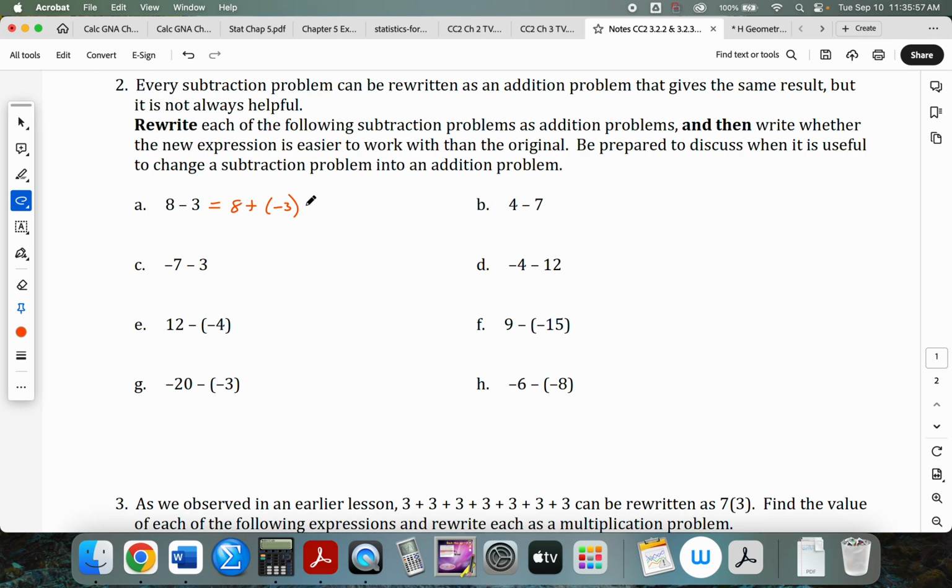In either case, what do we get? 5. So, do you think it's easier just to do 8 minus 3 or to rewrite it as 8 plus -3? Yeah, it's probably easier to just do it the way that it was to start with. There's really no reason to rewrite that as an addition problem. All right?